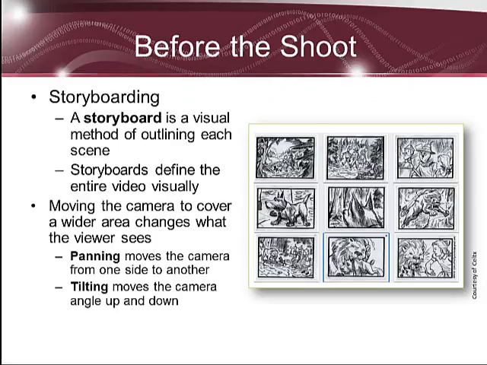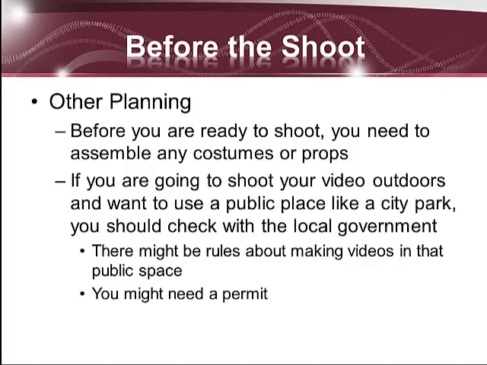Moving the camera to cover a wider area changes what the viewer sees. Panning moves the camera from one side to another, and tilting moves the camera angle up and down. Before you are ready to shoot, you need to assemble any costumes or props. If you're going to shoot your video outdoors, you want to use a public place like a city park, you should check with the local government. There might be rules about making videos in public spaces, and you might also need a permit.